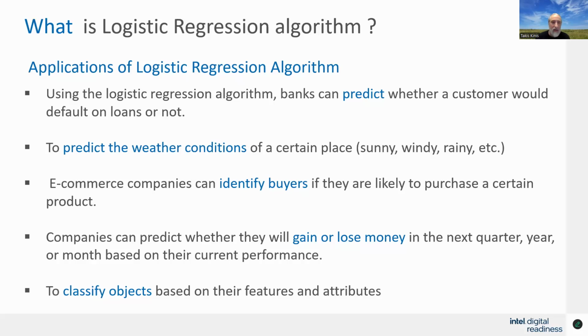Banks can predict whether a customer would default on loans or not, or predict the weather conditions of a certain place. This is pretty interesting. And this is kind of like, we're having rain right now.